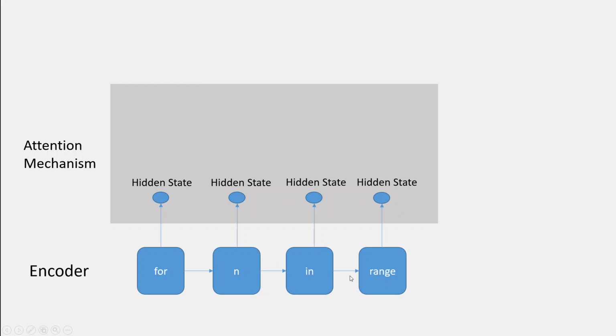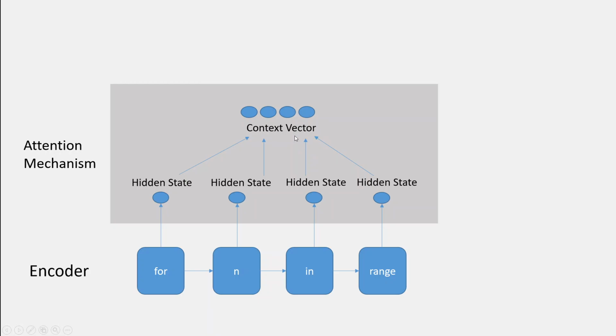Now, if you look at it in the encoding stage, the model is going from word to word. First it reads for, then it reads n, then in, and then range. And then it is assigning a score to each word. Plus it is also storing the relationship between these words with the score in the hidden state. Then it aggregates all of these hidden states into something called a context vector, which contains the score of all the words, of course the words themselves, and also the relationship between them.